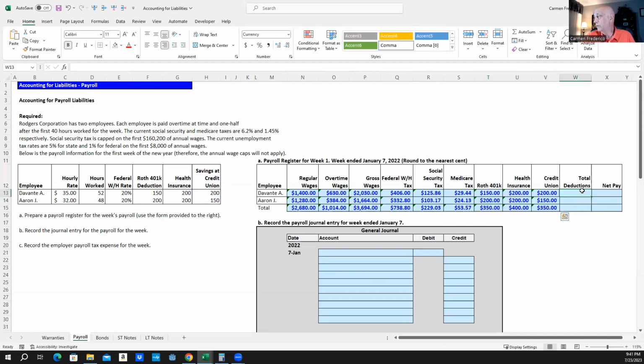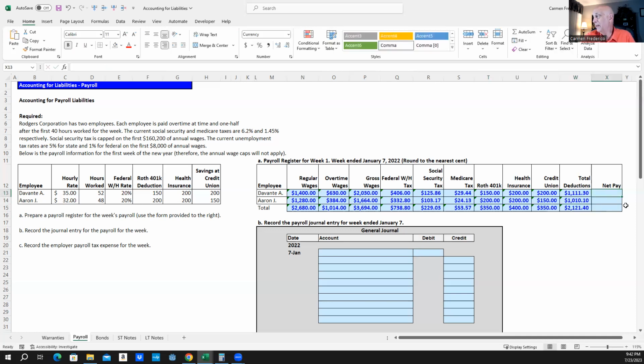Boom. So total deductions, total withholdings for Devontae, we add them all up. We've got federal withholding plus the Social Security plus Medicare plus Roth 401k plus health insurance plus the credit union, which is $1,111.30. We can copy this formula down. Okay, it's 101010, very binary. 101010 for Aaron Jones. Okay, add it up.